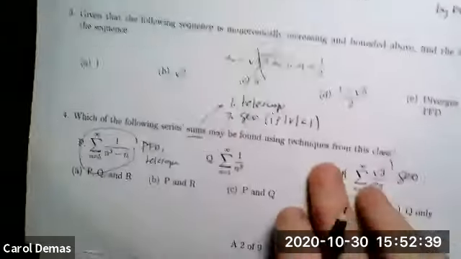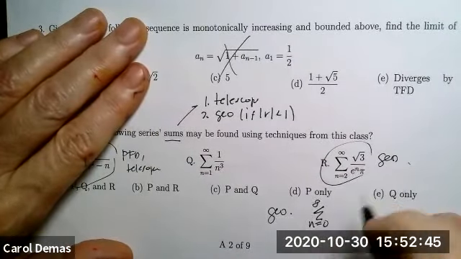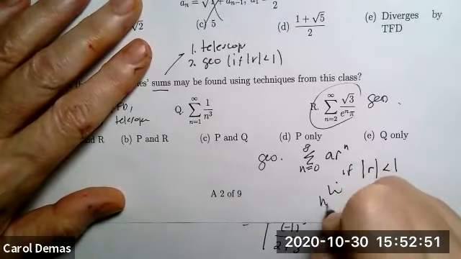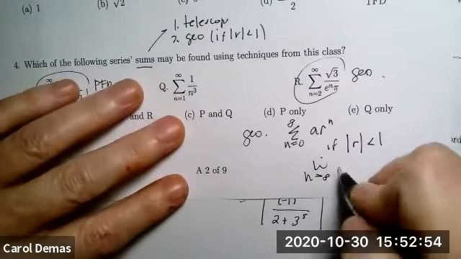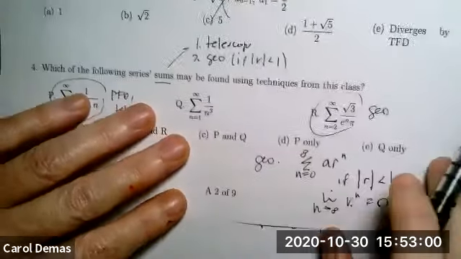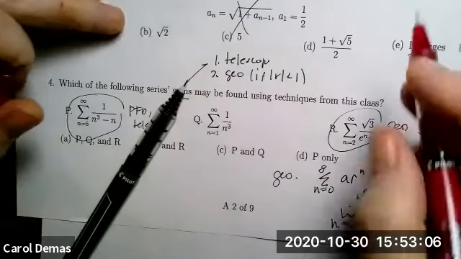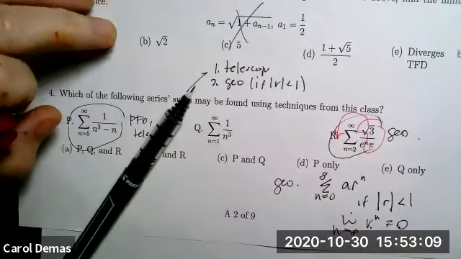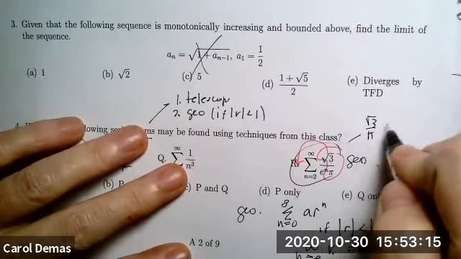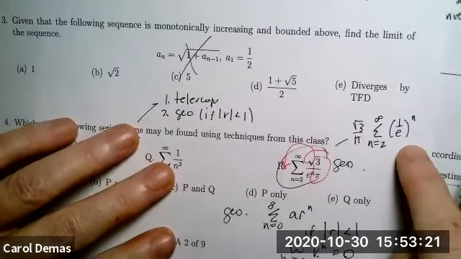Oh, okay. For a geometric series, if the absolute value of the ratio is less than 1, the limit as n goes to infinity of r to the n is 0. The limit will go to 0 when the ratio is less than 1. Those are just constants, and you can put them in front of the series. The ratio here is 1 over e. That's equal to the square root of 3 over pi, sum from n equals 2 to infinity of 1 over e to the n.